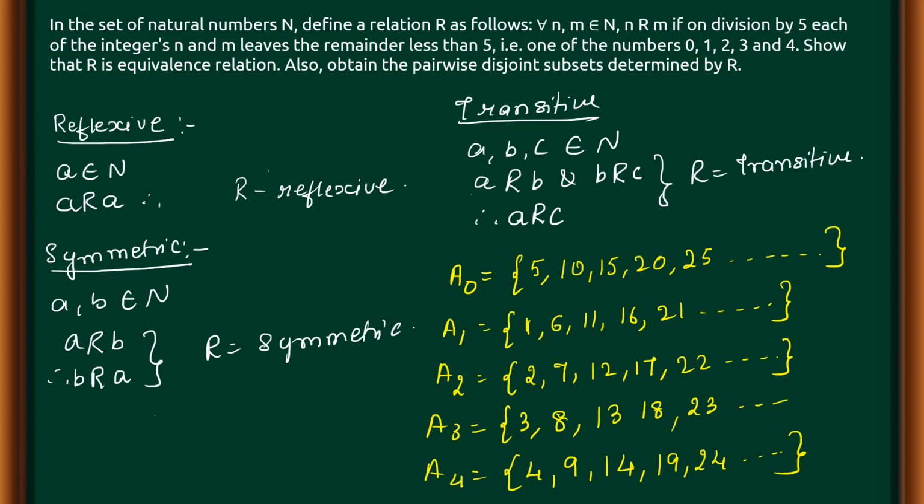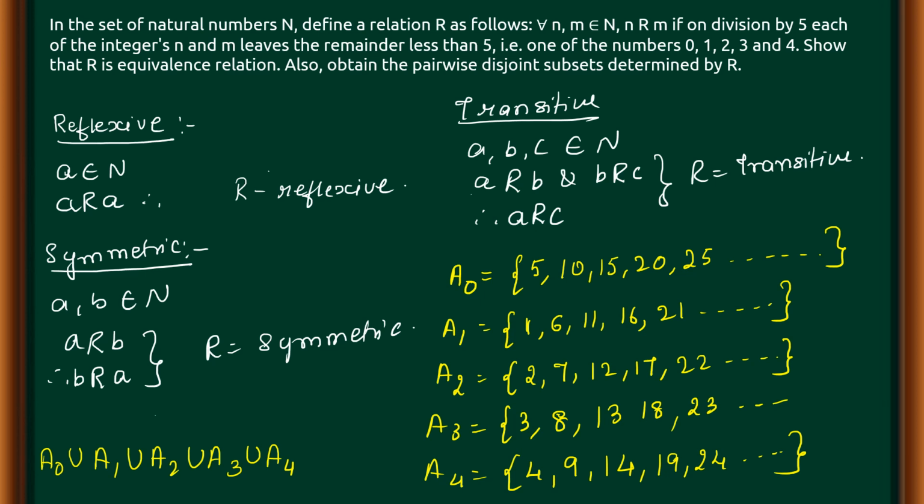And if you take the union of all these sets, you will get all the natural numbers: 1, 2, 3, 4, 5, 6, 7, 8, 9, 10, 11, 12. So A0 union A1 union A2 union A3 union A4, till the end, till what they have given in the explanation there. If you see, it will give you the set of all natural numbers. I hope you've understood this.